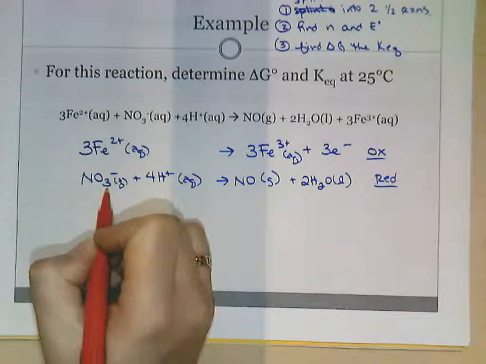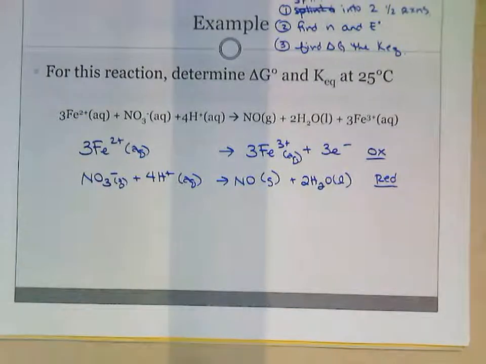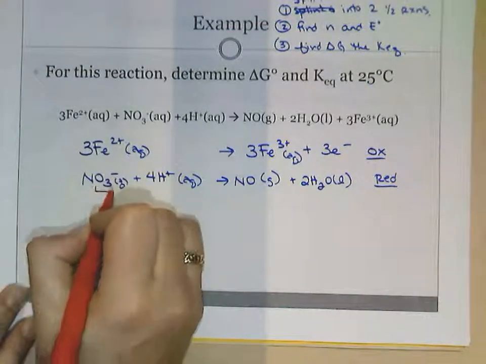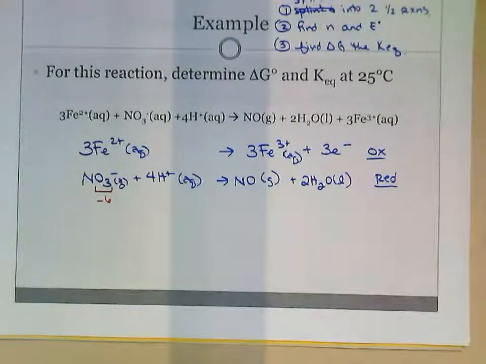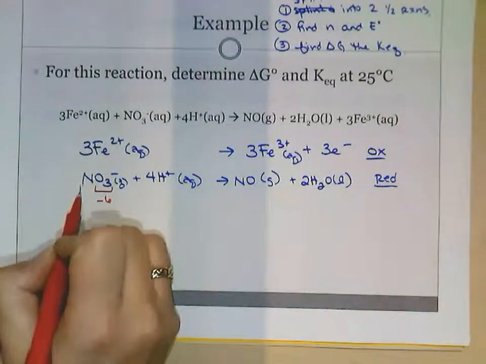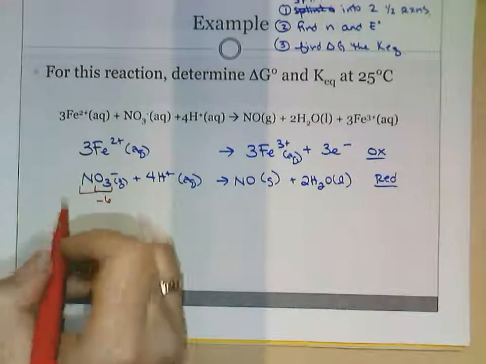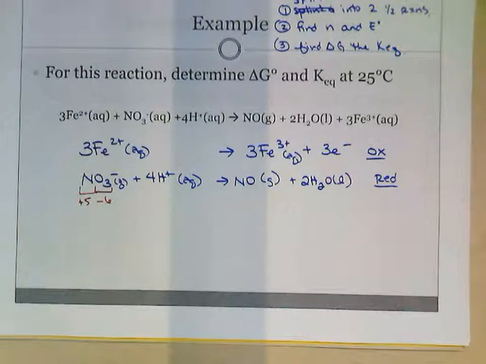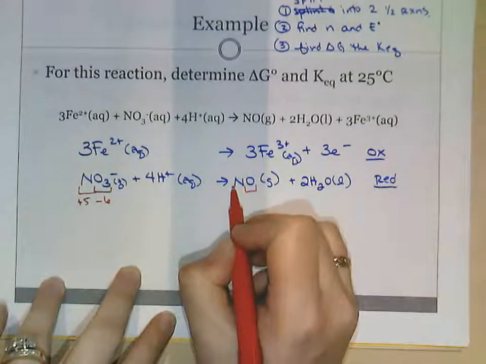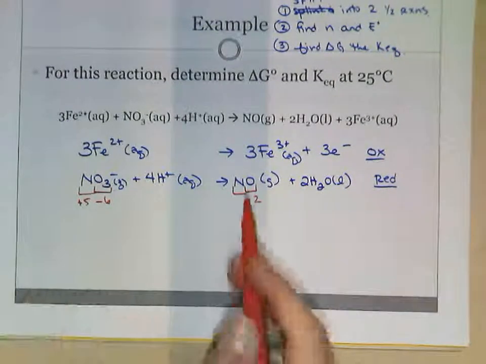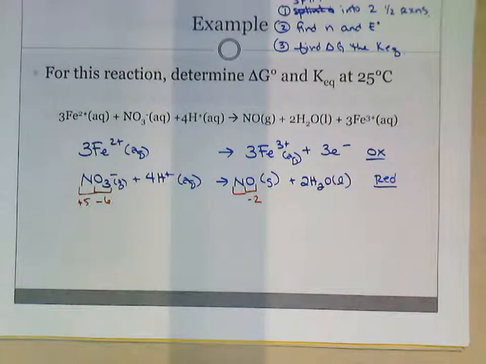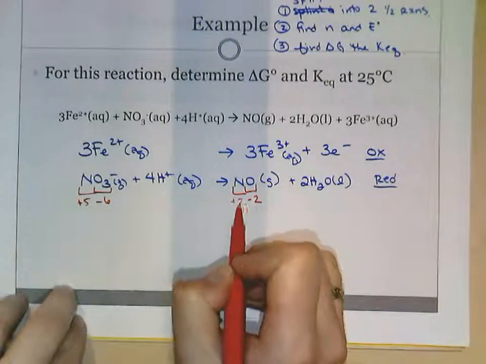All right, so here I have 3 oxygens. Oxygen normally has an oxidation state of -2, so I have 3 of them. That section's -6. What must be the nitrogen so that the overall is -1? +5. Okay. Let's look at the other guy. We have this guy. What's the overall charge of NO? 0. So what must be the nitrogen? +2. So I've gone from +5 to +2.